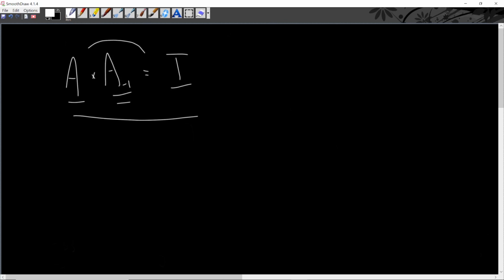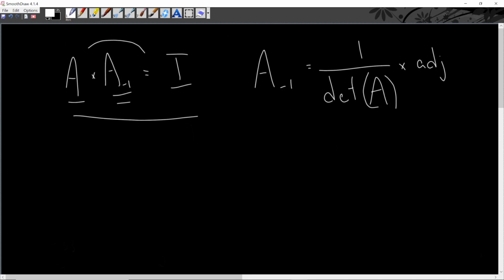In order to solve for the inverse, we have to do the following formula. The inverse is equal to 1 over the determinant of A, remember that, times the adjugate of A, also something important. And we will talk about both of these, but the determinant and the adjugate of a 2 by 2 matrix are much easier to find than for a 3 by 3 matrix, and definitely far, far easier than for a 4 by 4 matrix.